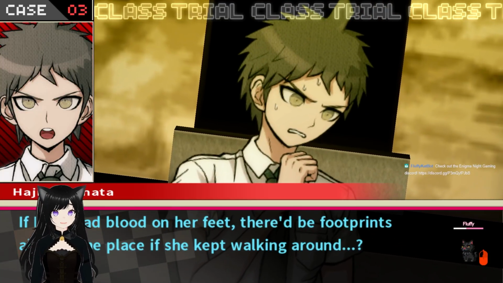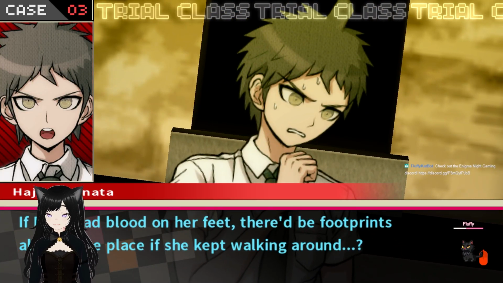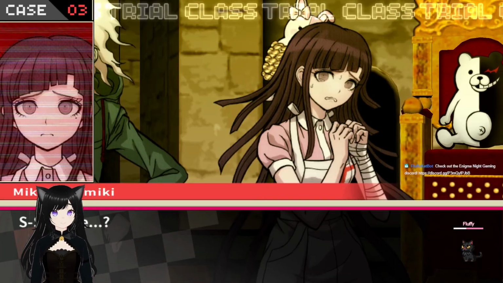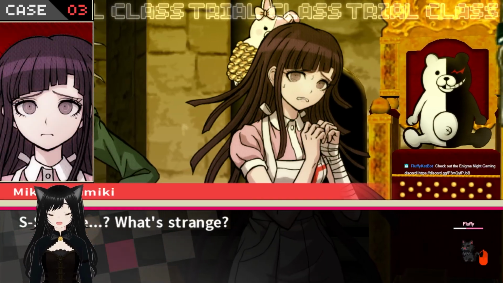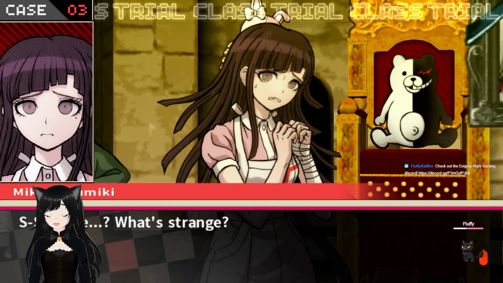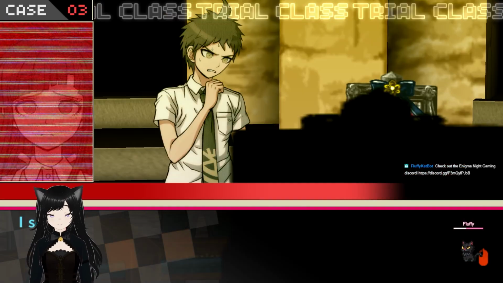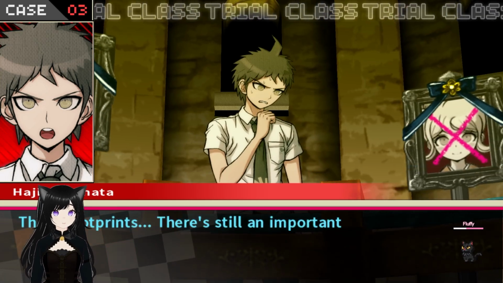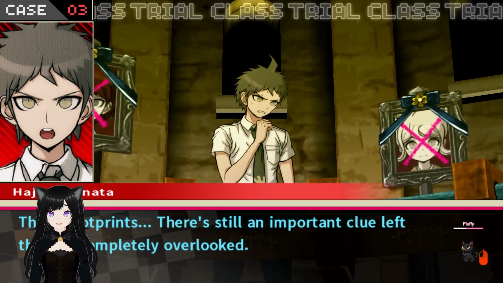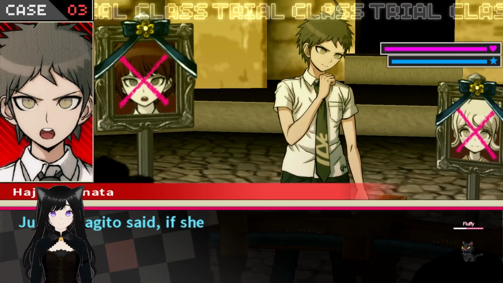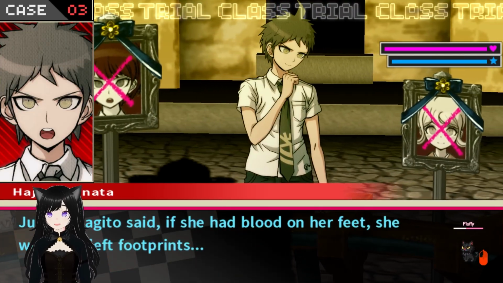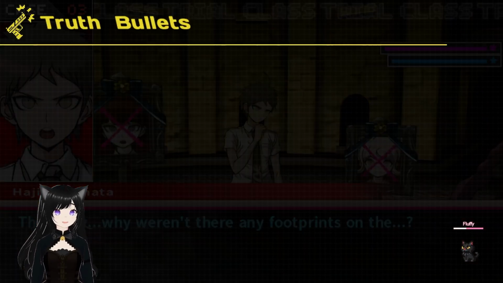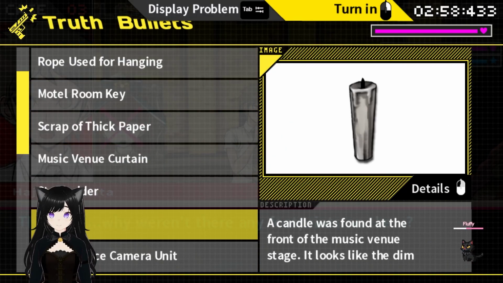If Ibuki had blood on her feet, there'd be footprints all over the place if she kept walking around. Strange. That's very strange. Wait, what's strange? There was only footprints on the side of the ladder. I see. It's not something we finished talking about. Those footprints, they're still an important clue that we completely overlooked. Just as Nagito said, if she had blood on her feet, she would have left footprints. Then why weren't there any footprints on the stepladder?